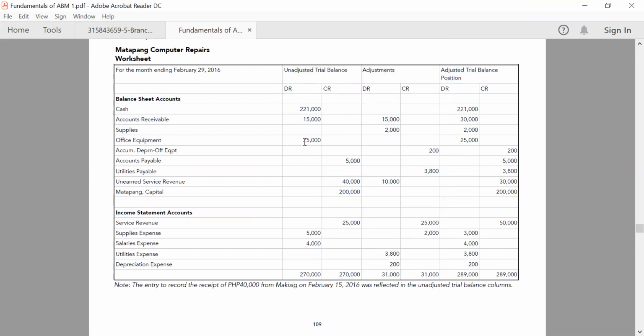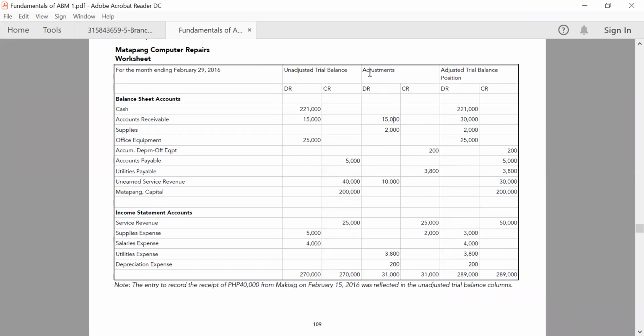This one. Unadjusted, meaning the adjusting entries have not been reflected yet. Then adjustments were mentioned, and then came the adjusted trial balance. For instance, cash remained the same, of course. From the unadjusted trial balance to the adjusted trial balance, cash remained the same. Why is it that we have 30,000 worth of accounts receivable? In the unadjusted trial balance, you have 15,000. Adjustments told you that there's an additional 15,000. That's the total for accounts receivable under the adjusted trial balance, 30,000.